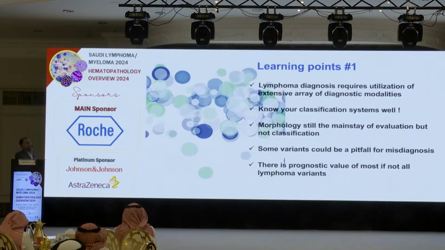This is for our general pathology residents: lymphoma diagnosis requires utilization of extensive diagnostic modalities. You cannot just rely on one thing, immunohistochemistry or FISH, you have to utilize everything. Know your classification system and be updated. Morphology is still the main thing. You should start everything from a good morphology, a good section. You can't overlook or underemphasize the importance of that. And then some variants, you have to be very aware which variants are a pitfall, where you could go in the wrong direction. And then everything has some value. Whatever we say, it means something, right? And some of them actually have a lot of prognostic value.